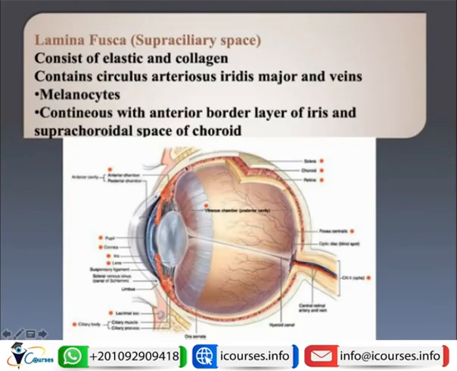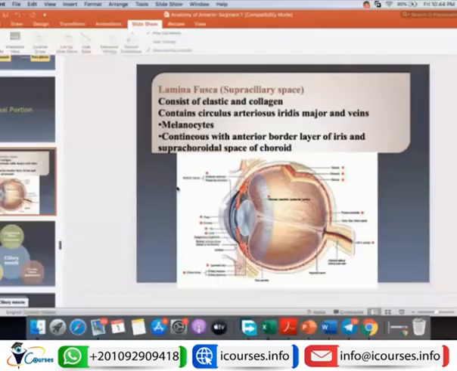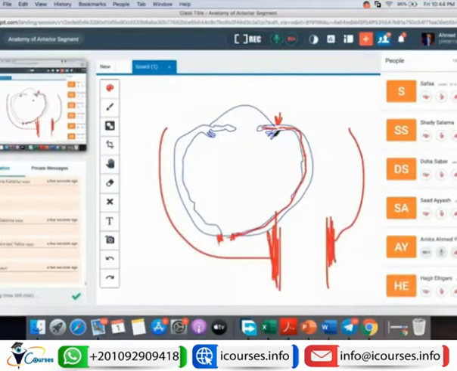So this is one thing that is very important. Another thing is that the lamina fusca contains the circulus iridis major and veins. You remember that I told you that the circulus iridis major is not located in the iris, but in the ciliary body. Another important point is that the lamina fusca is anteriorly continuous with the most anterior layer of the iris, which is called the anterior border layer of the iris, while posteriorly it is continuous with the suprachoroidal space.